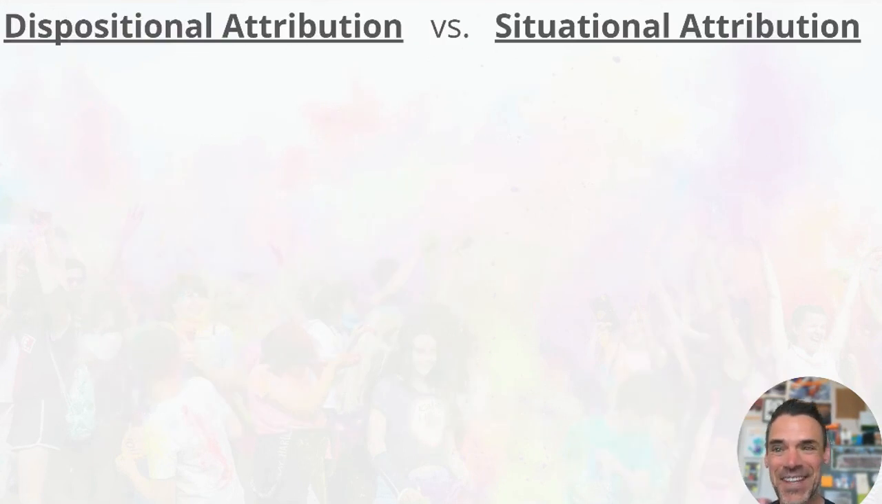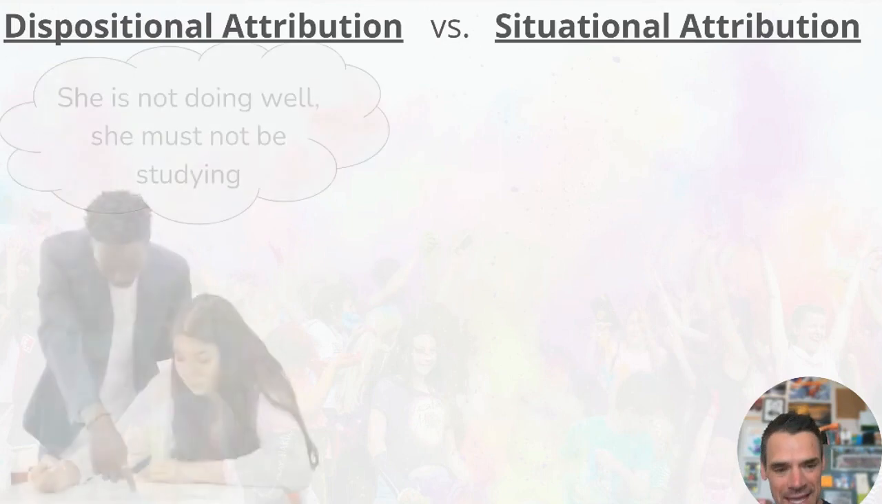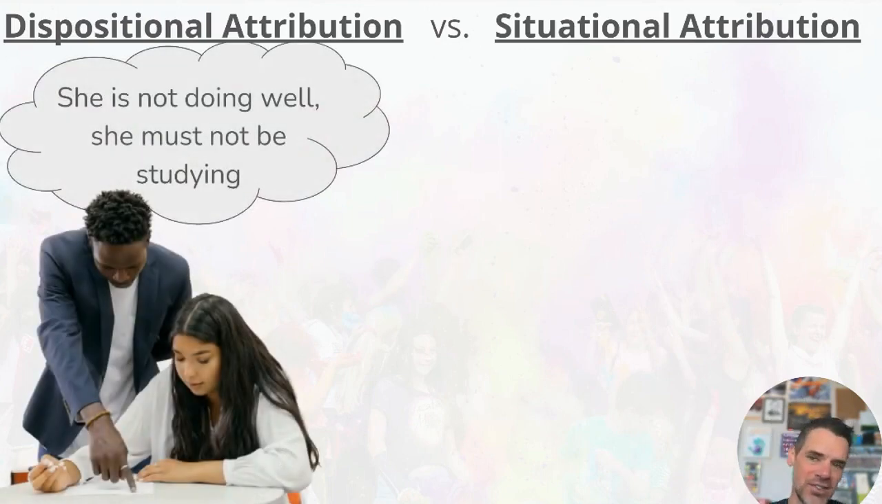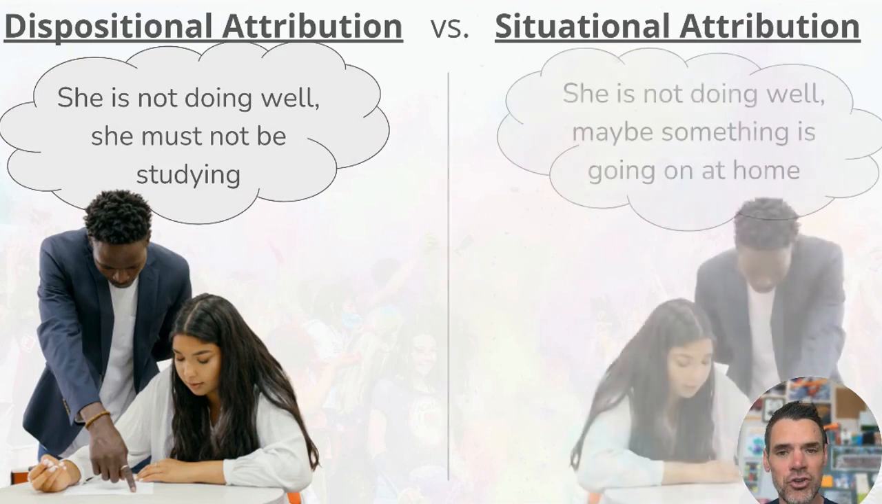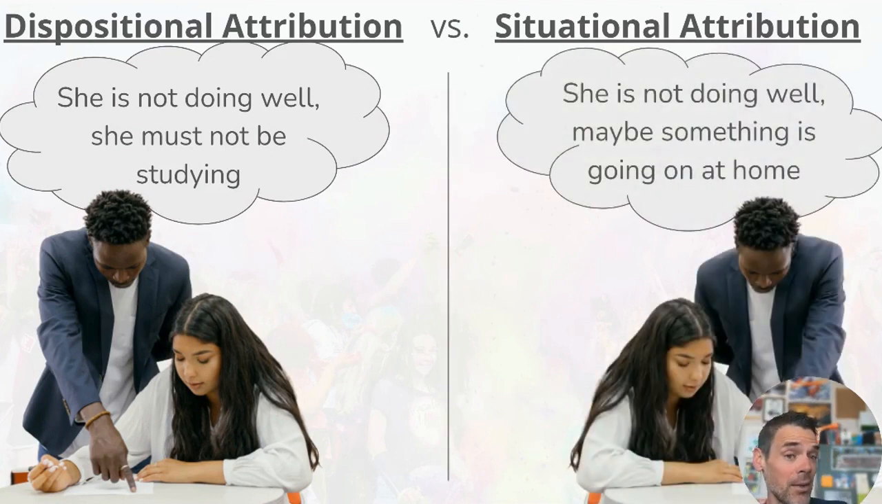Situational factors. All right. For example, me as a teacher, if a student doesn't turn in an assignment, I might look at that student and be like, oh, she's not doing very well. She must not be working very hard, right? That's disposition. That's looking at her traits and her character versus maybe she doesn't turn an assignment in. I'm like, gosh, I wonder if something's going on at home, right? That's looking at the situation, giving credit to the situation.